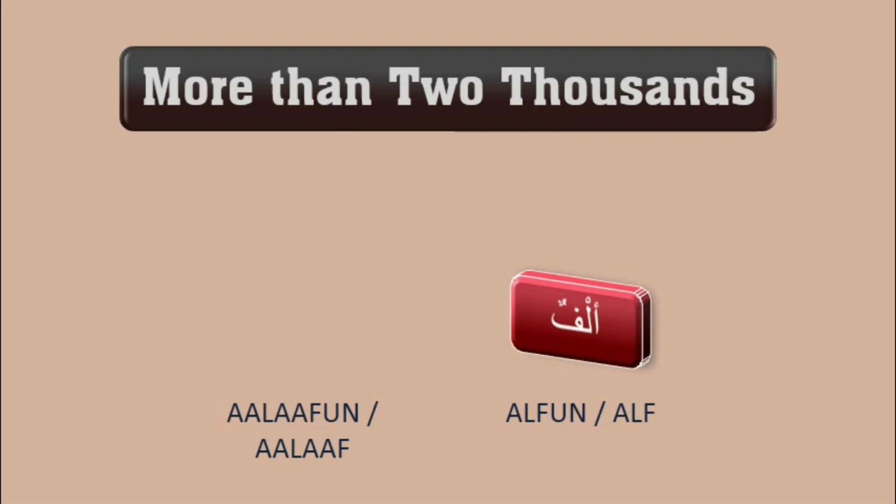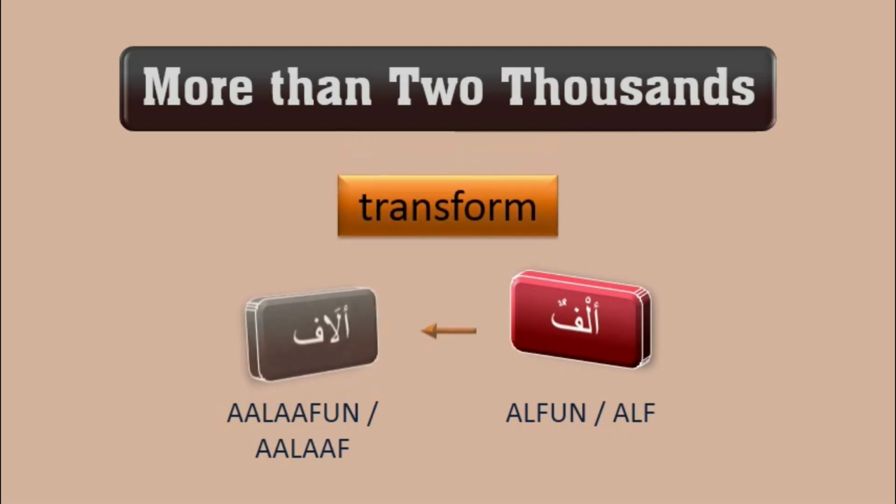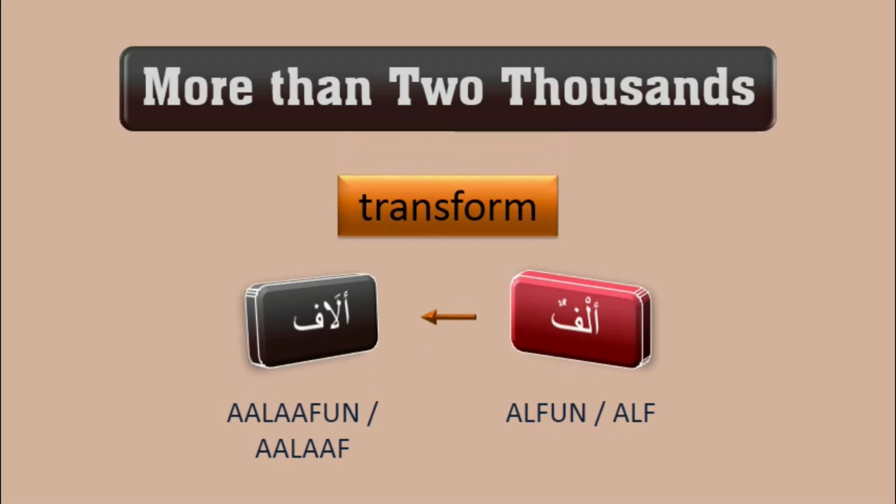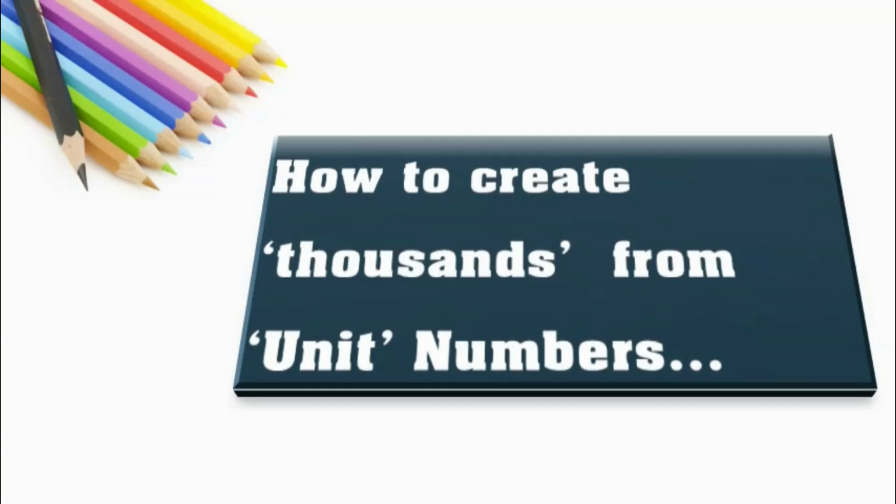Now if we want more than 2000, we have to transform alfun. So alfun will be transformed into alaf. So alfun is 1000 and alaf is the transformed version of alfun. Or you can say alfun is one single thousand and alaf is the plural version of thousand. So that was the first step, that was step 1.